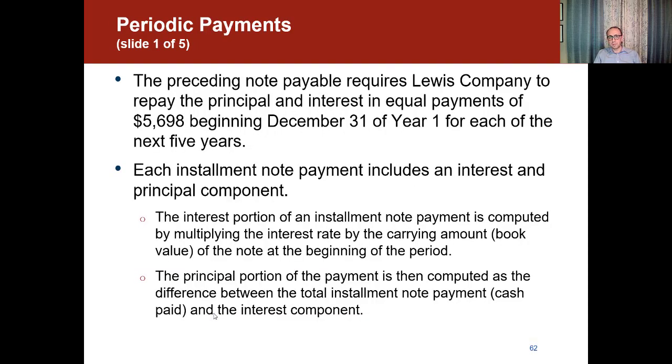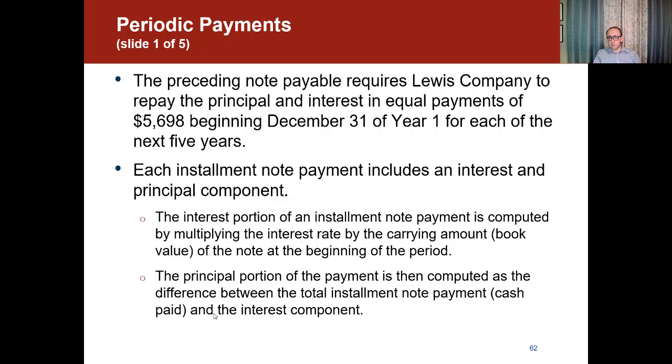Now let's see the periodic payments. The preceding note payable requires Lewis Company to repay the principal and interest in equal payments of $56.98 beginning December 31st of year 1 for each of the next 5 years. In other words, year 1, year 2, year 3, 4, and 5, you're going to make equal payments of $56.98. And if we do simple math by taking the $56.98 multiplied by 5, it's going to be more than the $24,000 that we borrowed. And the reason it's more is because there's interest involved in this.